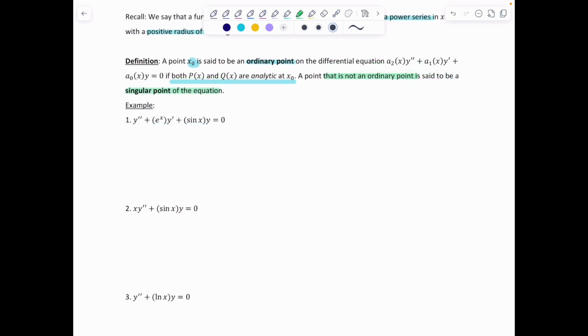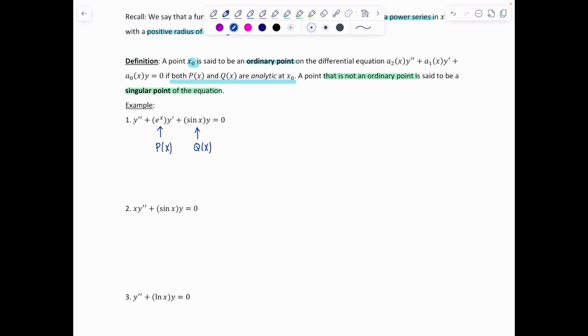Okay, so we have y double prime plus e to the x times y prime plus sine of x times y equals 0. Notice this is already in standard form. So e to the x is p of x, and sine of x is q of x. So I want to figure out what the ordinary points are for this differential equation and what the singular points are, if there are any.